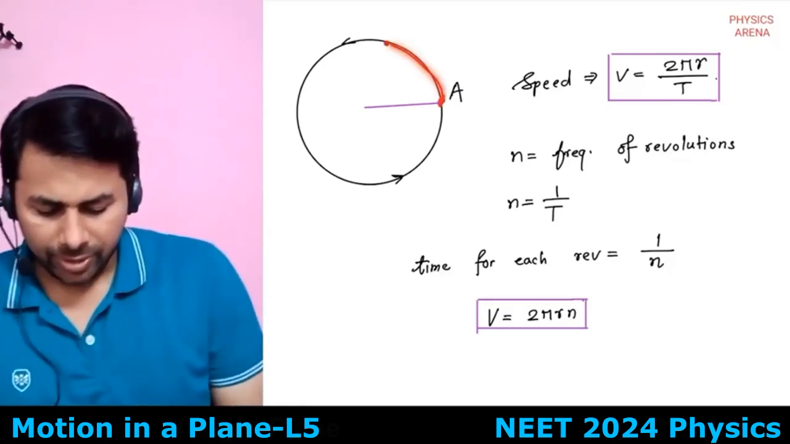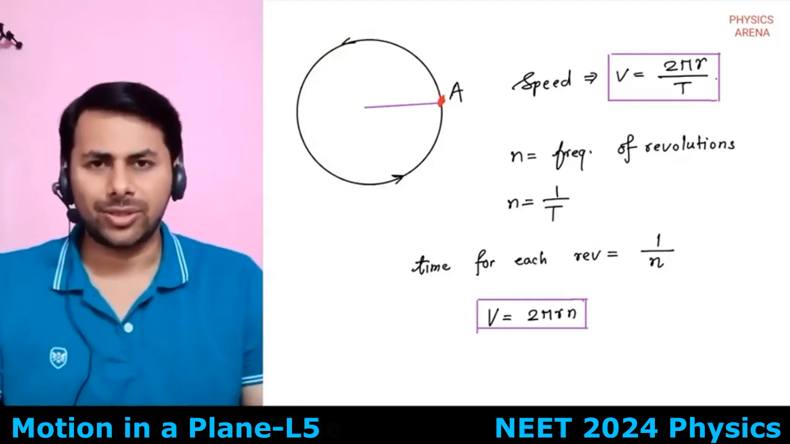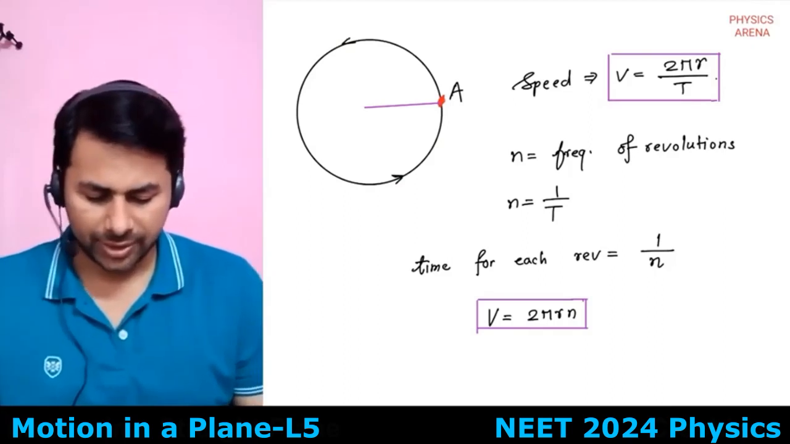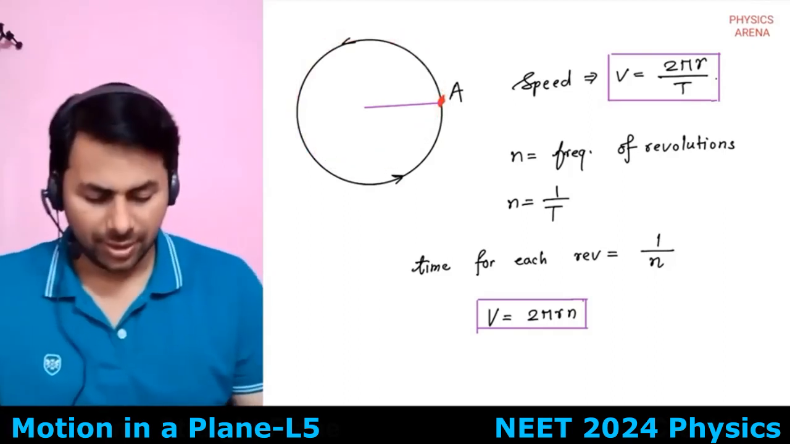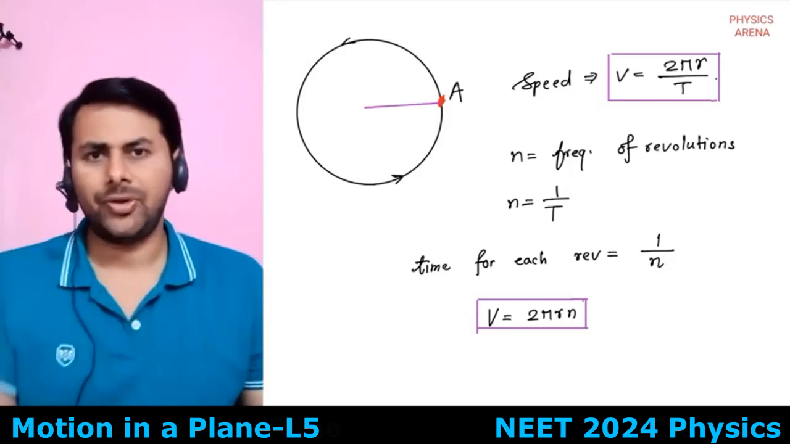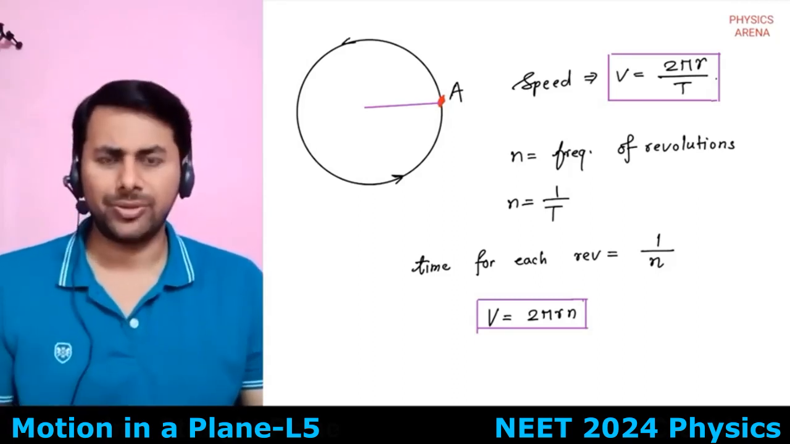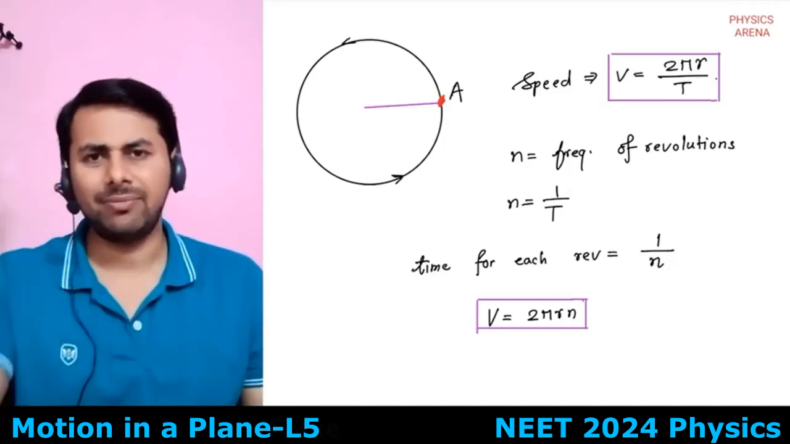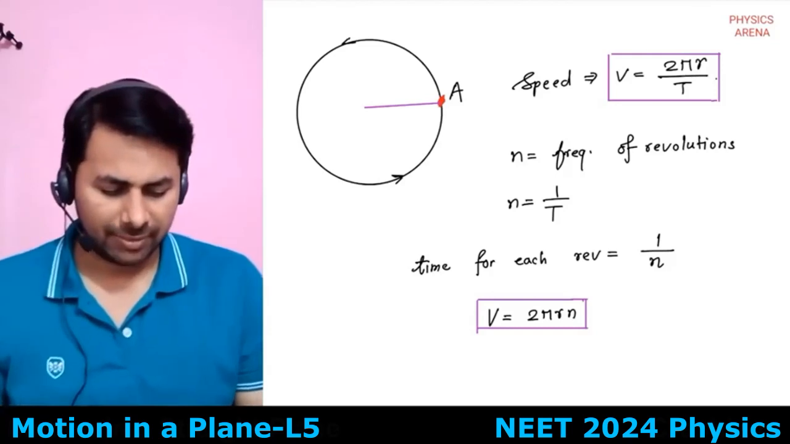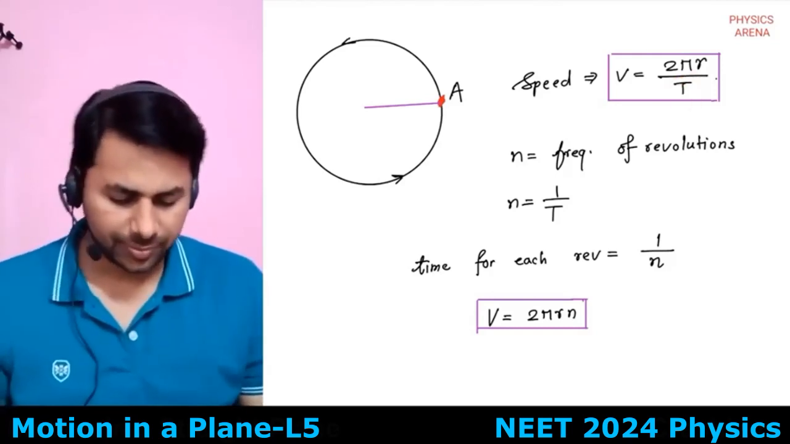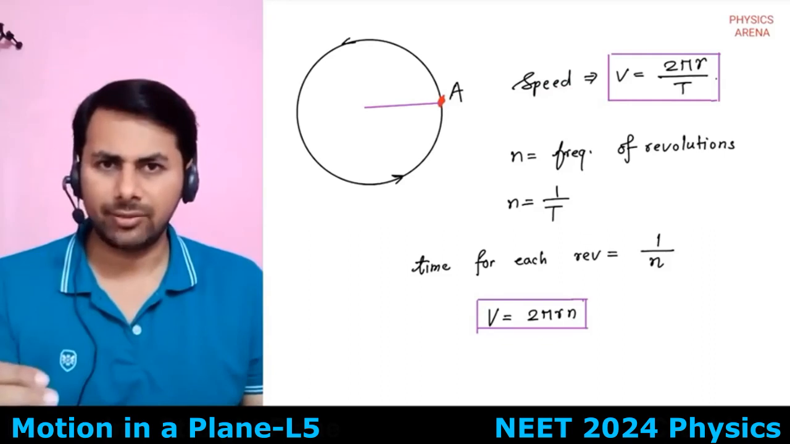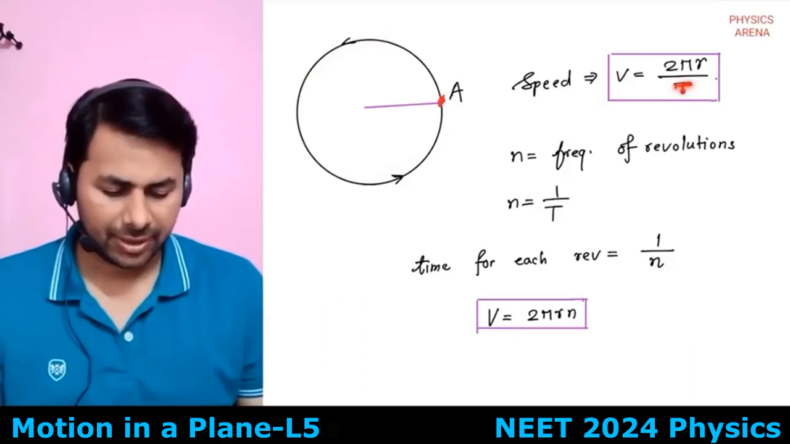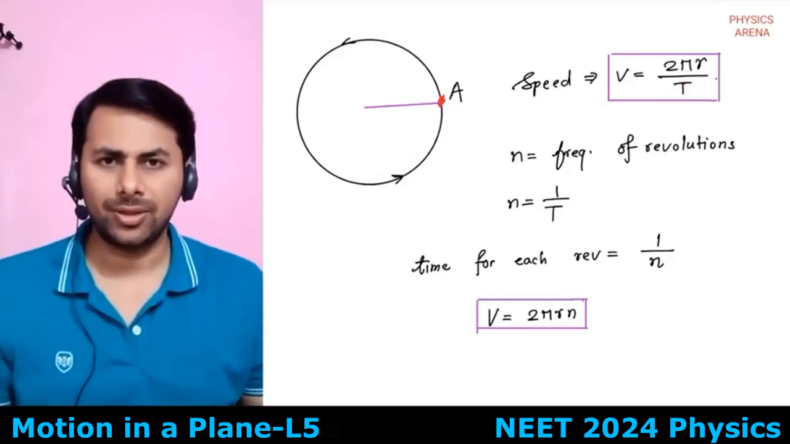Then how do we find out the speed of the particle in circular motion? This is very simple. We know that speed is distance covered divided by time taken. Suppose the particle is performing uniform circular motion. It will take the same time to cover a revolution, so that time is capital T. Now speed is the distance covered divided by time taken. Distance covered would be 2 pi r. Time taken is T. So v is equal to 2 pi r upon T.